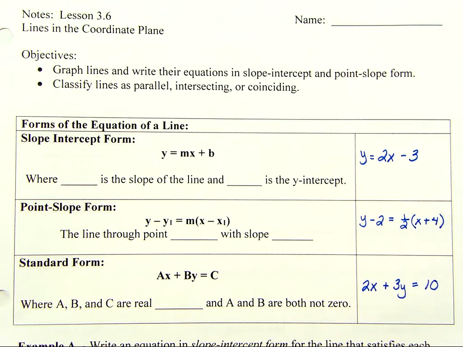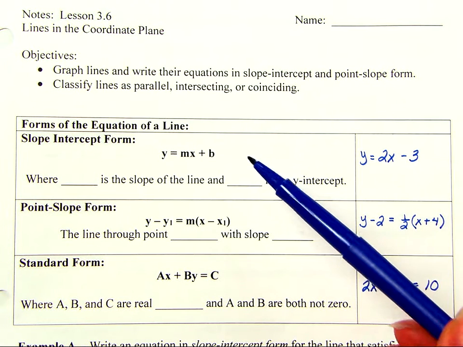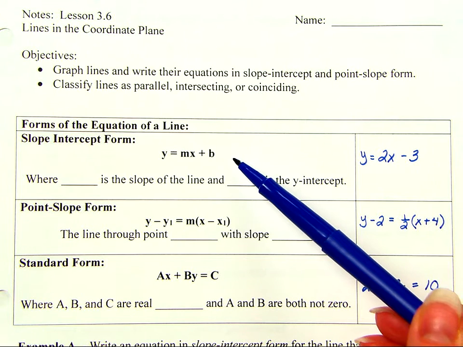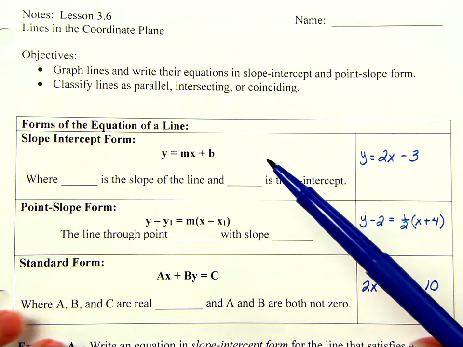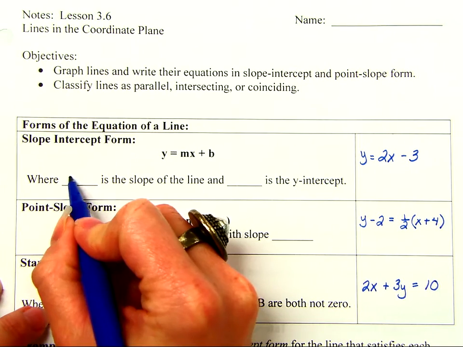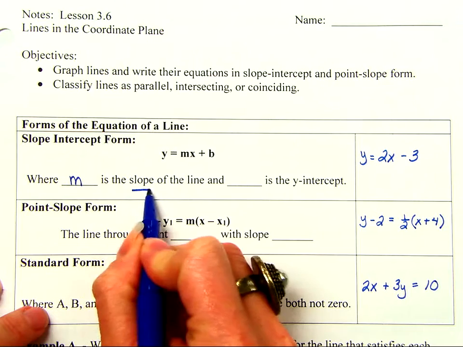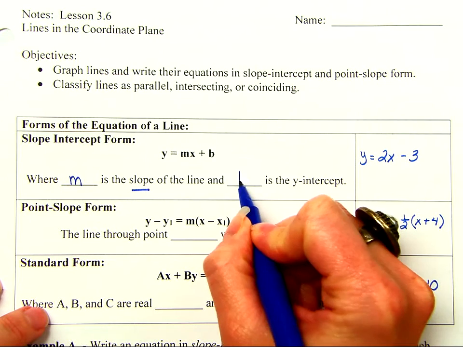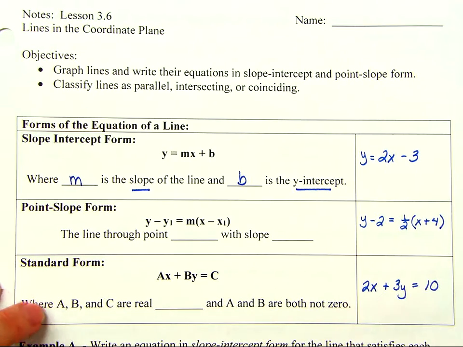The first form that we're going to talk about is called the slope-intercept form. And I happen to feel that most of the time, this is the equation kids are most familiar with. It looks as y equals mx plus b, where m is the slope of my line and b is the y-intercept. I'll remind you that the y-intercept is where your line crosses the y-axis.